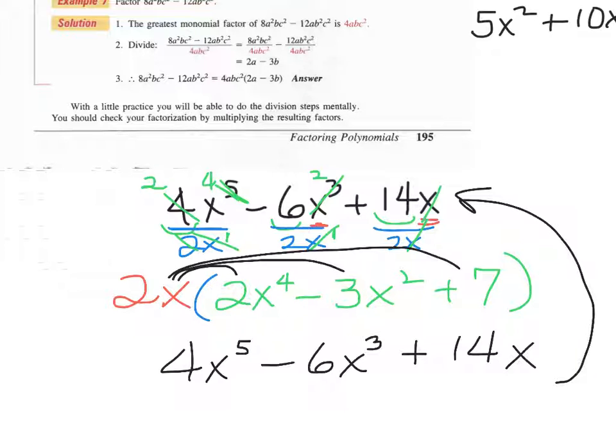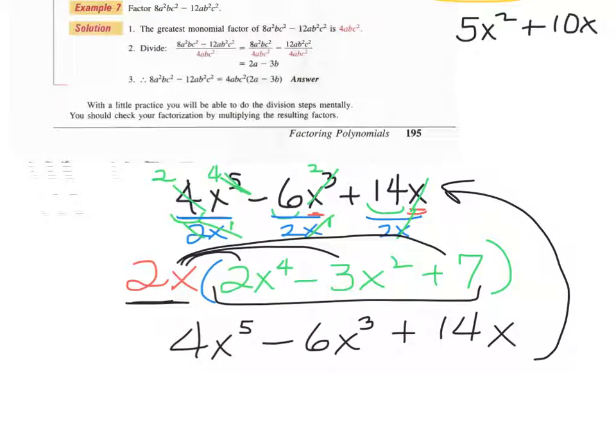Now, let's say you did not pull out the correct GCF, and there was still something you could factor further. That could be your catch. On the next example, I'm going to show you how a common mistake might occur. So let's look at example 7.